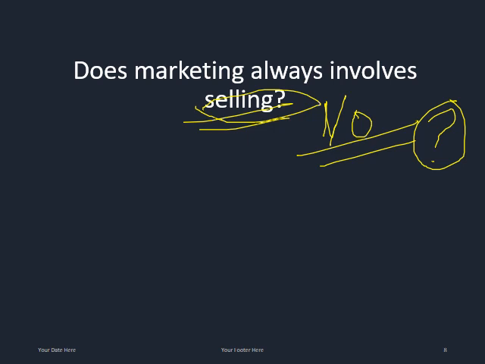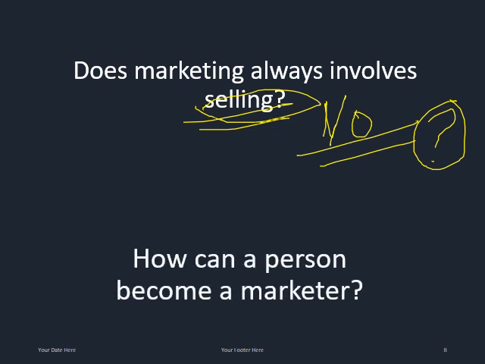So once the teacher teaches the students, it can satisfy the need or the wants of the students to learn. And this involves an exchange process by the students paying the tuition for the salary of the teachers, and this tuition is the value or the cost. So I hope you'll be able to understand now that marketing does not always involve selling.